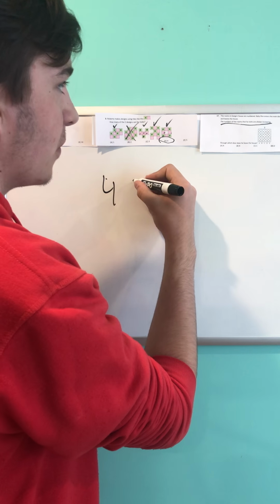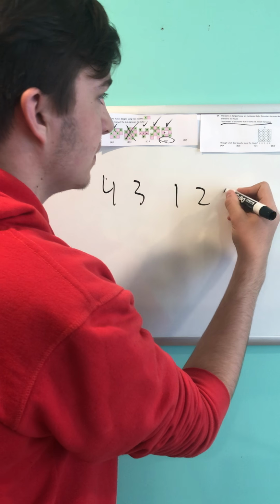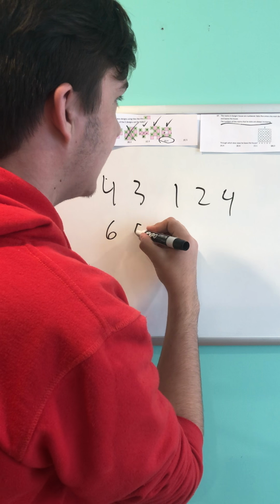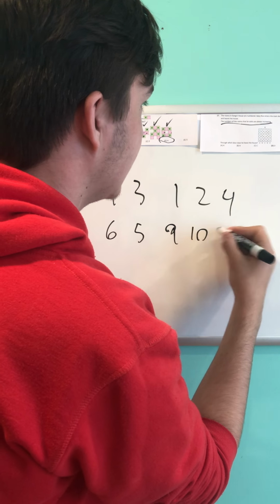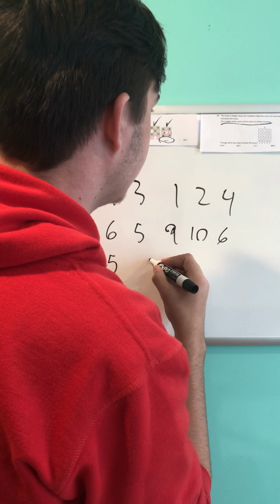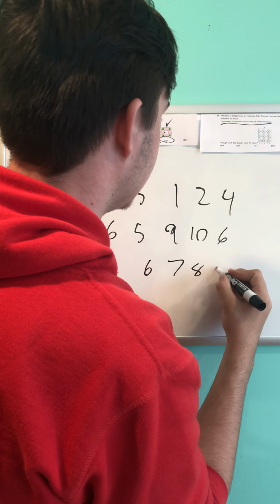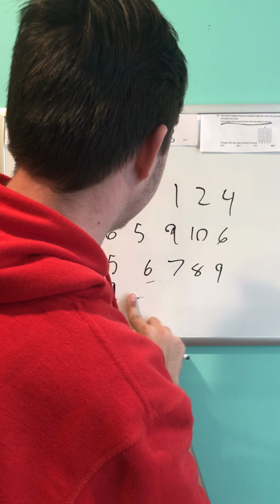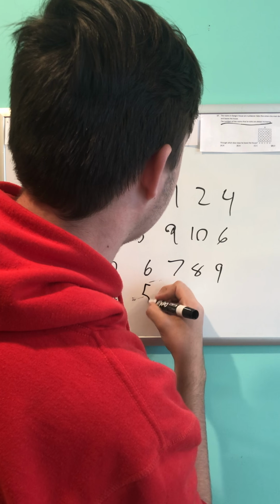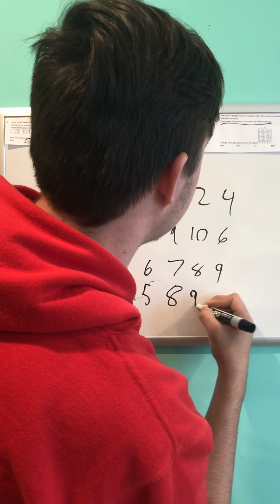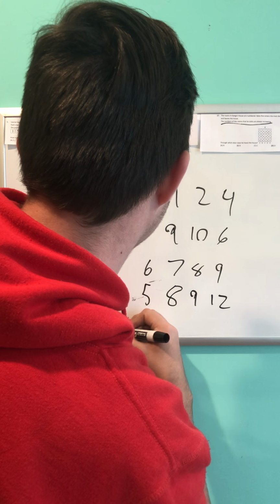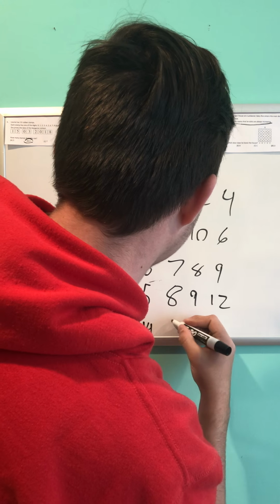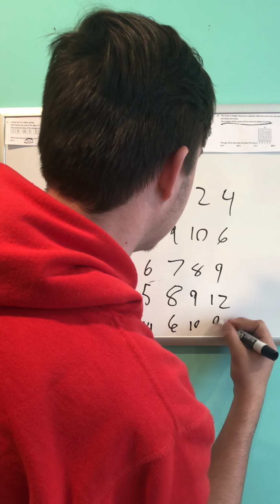So he has here 4, 3, 1, 2, 4, 6, 5, 9, 10, 6, 5, 6, 7, 8, 9, 9, 5, sorry, 8, 9, 12, 12, 14, 6, 10, and 9.